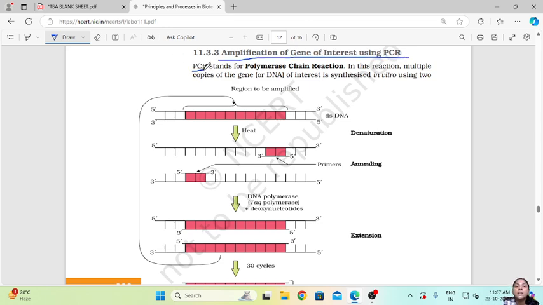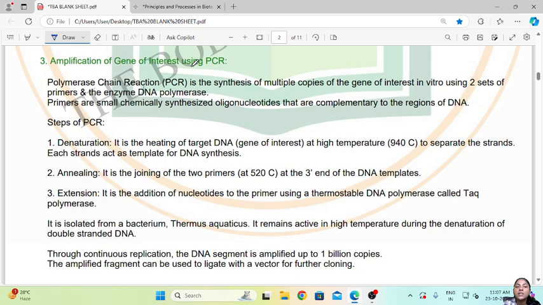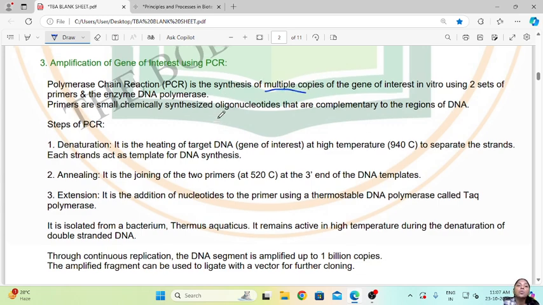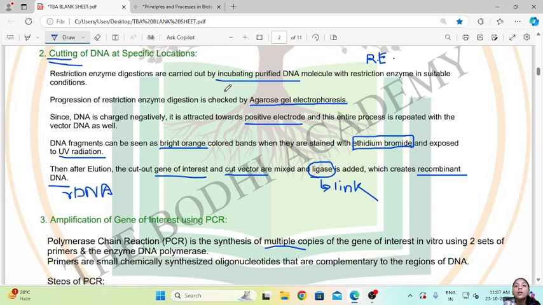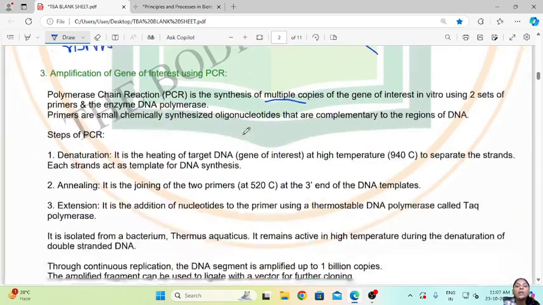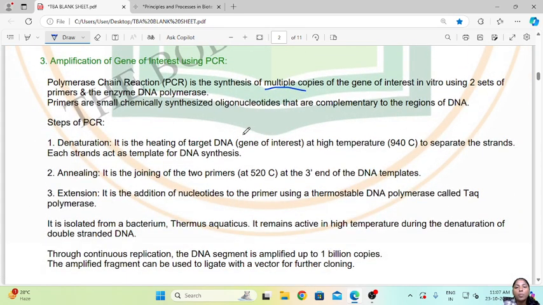So what is PCR? PCR stands for the polymerase chain reaction. So polymerase chain reaction is the synthesis of multiple copies. Now we have already got a recombinant DNA. Now we want to make multiple copies of it, that is multiple copies of gene of interest in vitro. And what is used in this process?